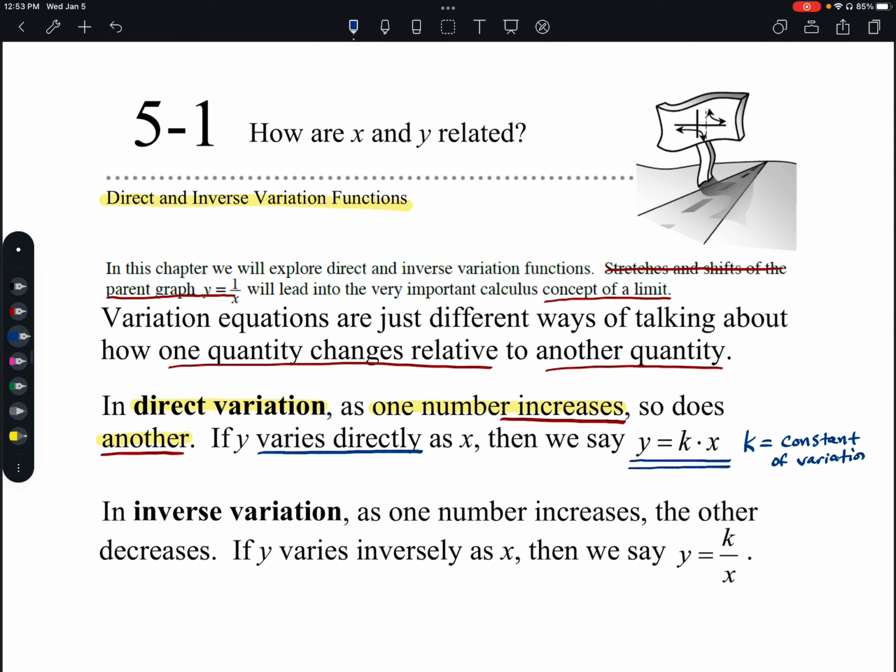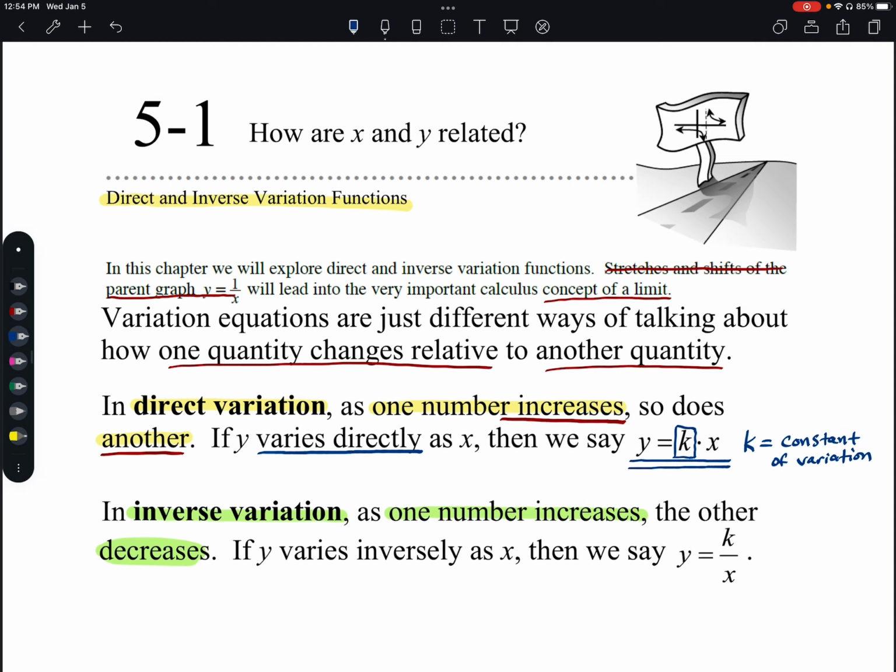Typically we're not going to be given the value of k. We are going to have to find it based on information that we're given in the problem. Now to go along with direct variation, there's also what we call inverse variation. That's when one number increases, the other one is going to decrease. So now they have an inverse relationship. As one number gets bigger, the other one is going to get smaller.